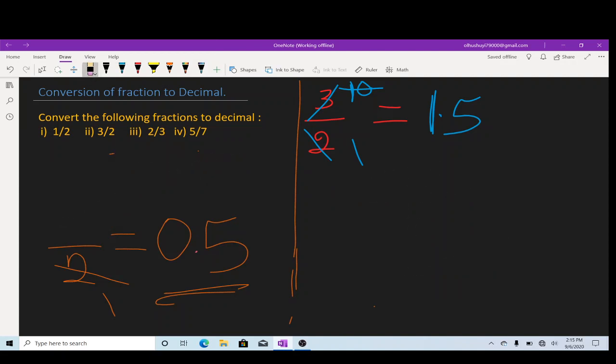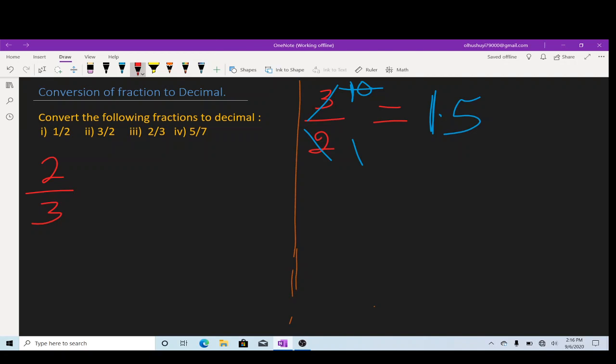Let's go back to question 3. I believe you are getting this. It's just a simple approach. Let's do this again so that you understand better. You have 2 upon 3 now. So I'll swap them. So what do you have? 3 in 2. 3 cannot divide 2. So you have 0 point. You add 0 here. So 3 in 20.